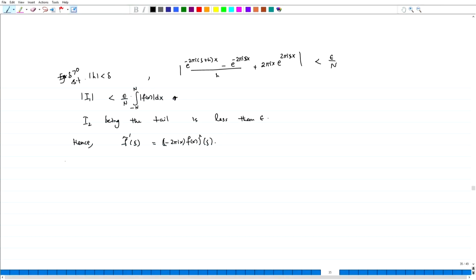Okay. So, now observe: if f is differentiable, f is in Schwartz space, then f hat is twice differentiable.